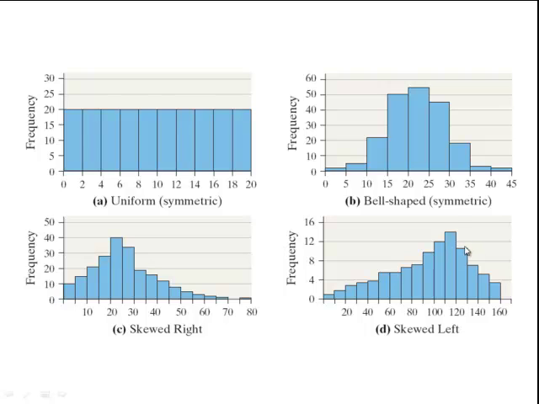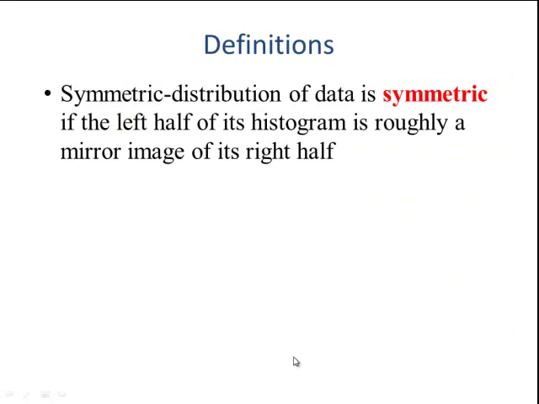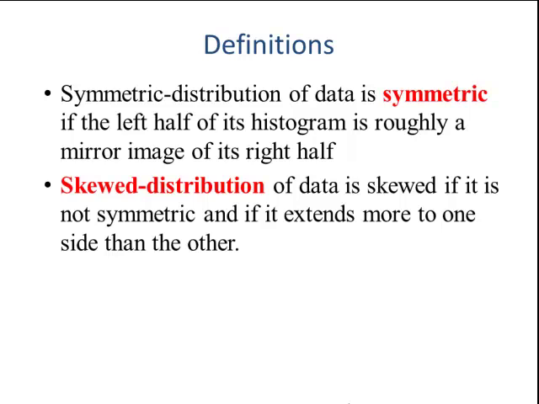Skewed left: here's the peak, and if we were to draw from here, the tail has been stretched more than here. So this is spread out more to the left. So we call this skewed left. Let's look at some definitions. A distribution of data is symmetric if the left half of its histogram is roughly the mirror image of its right half. A distribution of data is skewed if it is not symmetric and it extends more to one side than the other.